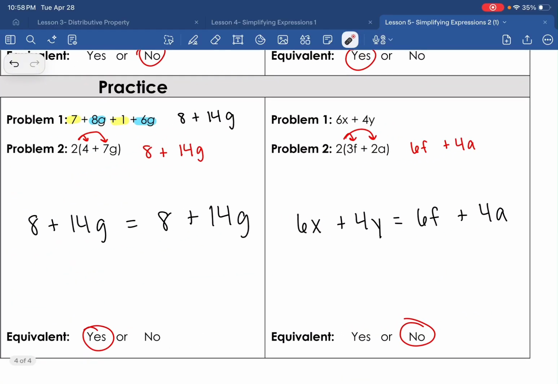Okay, for the last one, you can't really combine any like terms for problem number 1, so it's already simplified. For problem number 2, you needed to distribute, and now you have 6x plus 4y equals 6f plus 4a. Now, these do have the same coefficients, but they do not have the same variable. None of those are in the same letter family. So they are not equivalent because x and y are not the same and f and a are not the same.